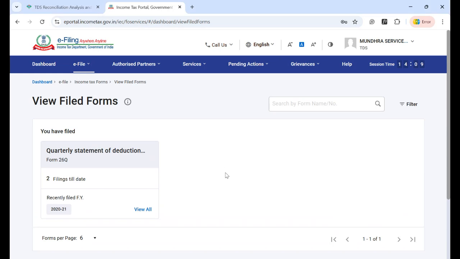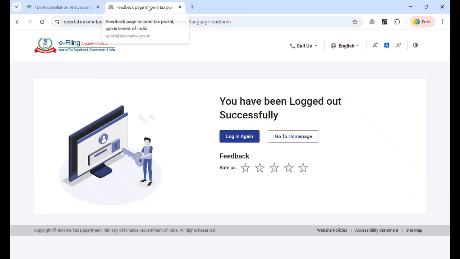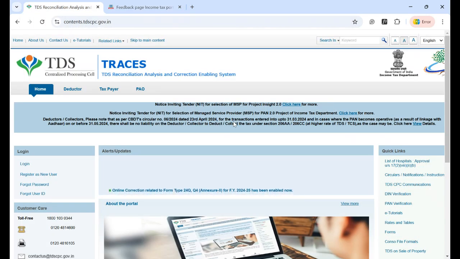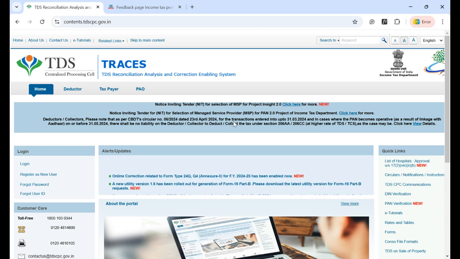Okay. Now, a few more things we are required to learn from this. I'm logging out from this one. Now we are supposed to understand how to generate a TDS certificate, as well as, if I need to rectify my return, what process we are required to follow.